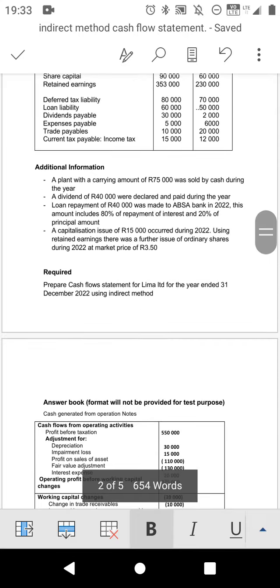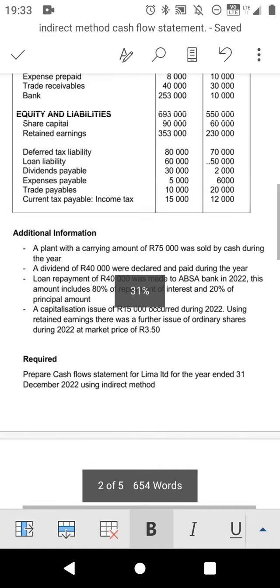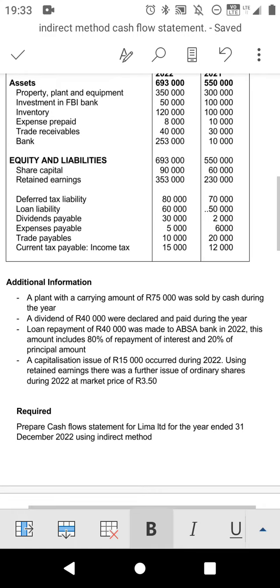Okay, let's go to the last transaction number. A capitalization issue of 15,000 occurred during 2022 using retained earnings, there was a further issue of ordinary shares during 2022 at market price of 350. So, if you are not given any shares, you don't have to worry about the market price. Okay, so how are we going to work this one?